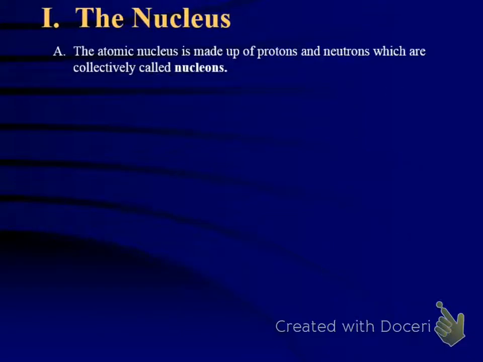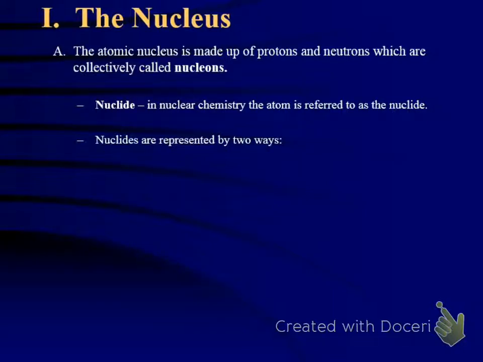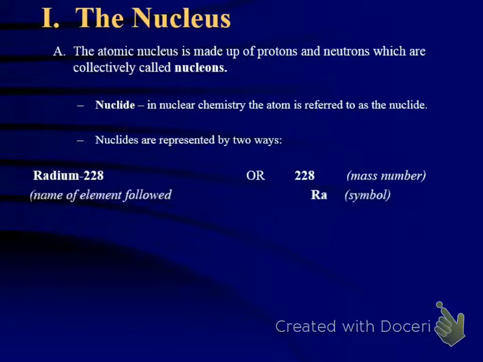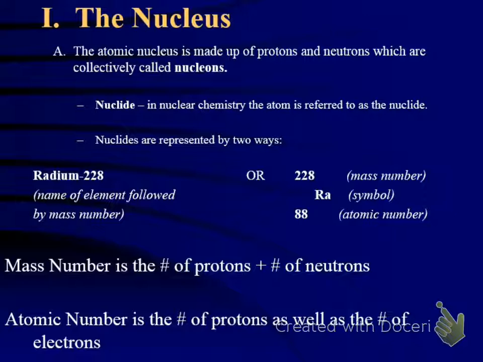Okay, the atomic nucleus is made up of protons and neutrons, which collectively we call nucleons. For some reason, in nuclear chemistry they have a different word for it. A nuclide in nuclear chemistry is the atom. So if I said a nuclide of uranium-234, it's just a different word. These are also some of your definitions. Nuclides can be represented in two ways. You can represent them like radium-228, like we just showed, or you can use the little symbol like that. And remember, mass number is the number of protons and neutrons, and atomic number is the number of protons.